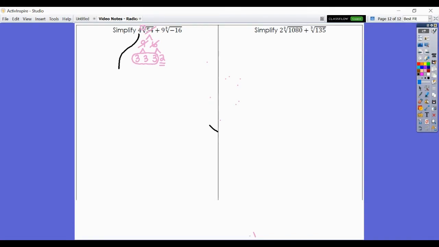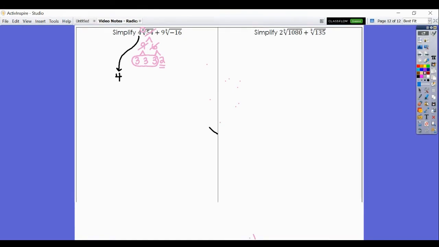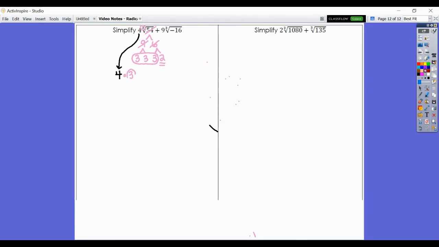Bring down the number that was already in front of the radical, 4, because it gets multiplied with the triple 3's we were able to take out. Left inside underneath the radical is a cube root of 2 here.